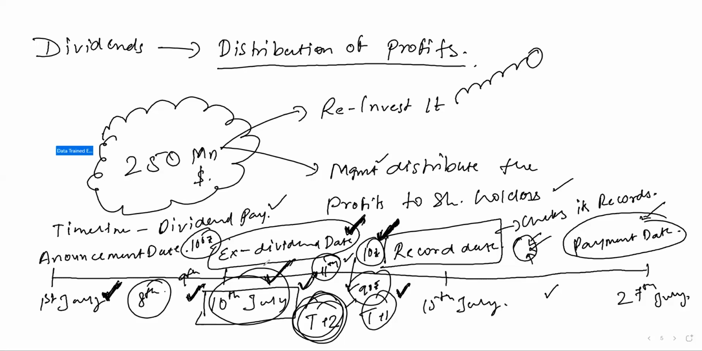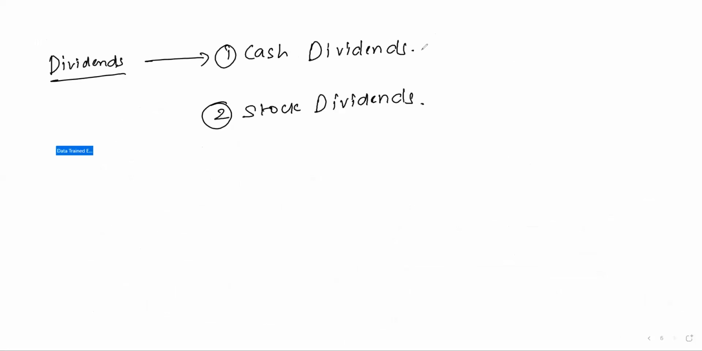Okay. Now the dividends can be of two types: cash dividends and stock dividends.